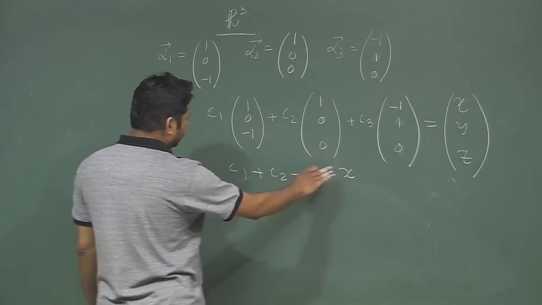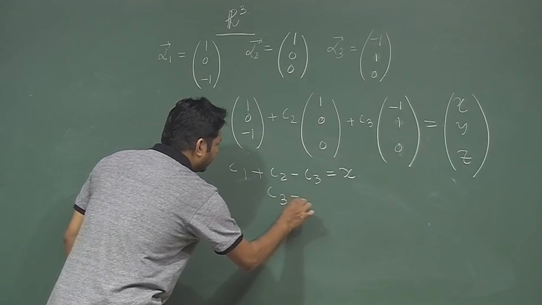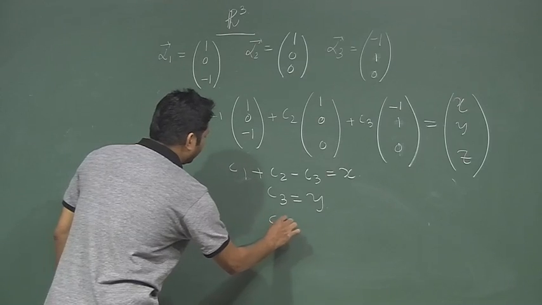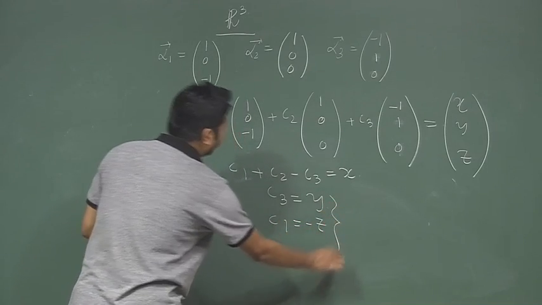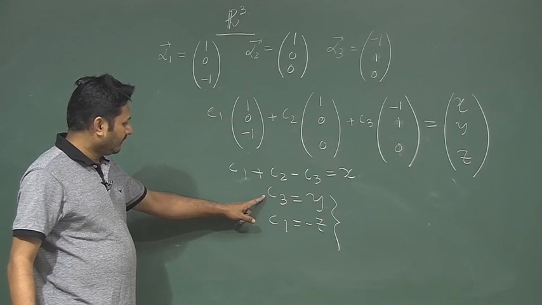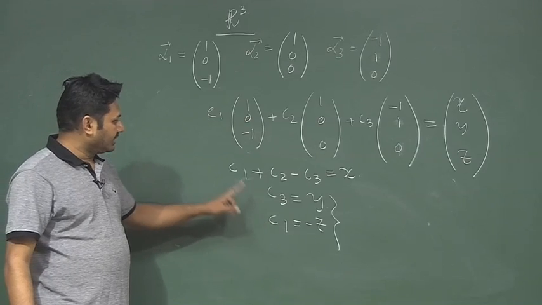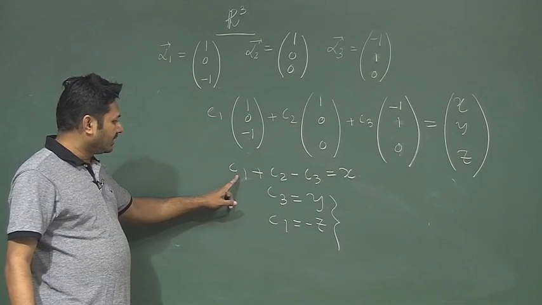So, the first equation I will show maybe in the next class. The second equation is C3 is equal to Y, and the third equation is C1 is equal to minus Z. So, it is quite easy. C3 you can readily understand, C1 you can readily understand, and from those you can readily find out what C2 is.